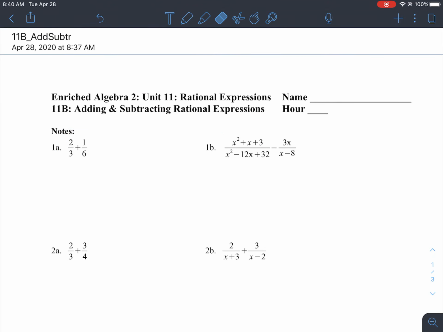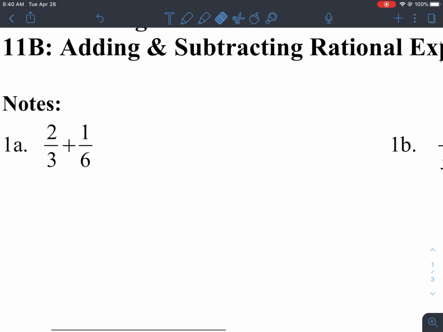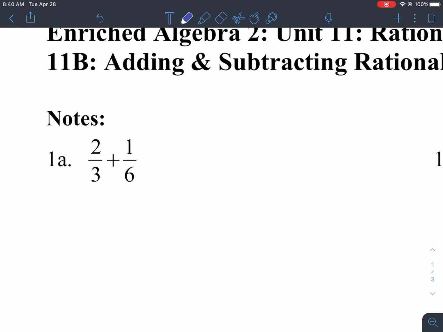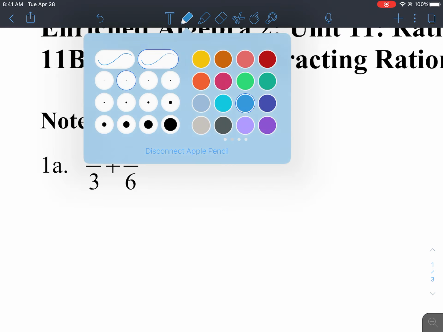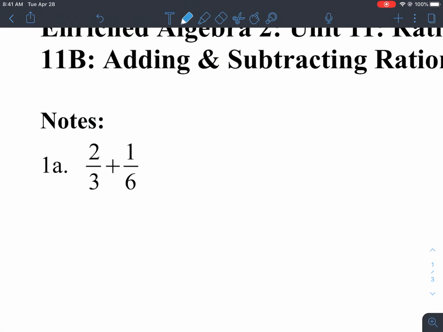So let's first think about how we add these fractions. Okay, so the way we add these fractions is you need a common denominator. So the 3 and the 6 are different, so we'll multiply the top and bottom by 2. So this one remains unchanged.